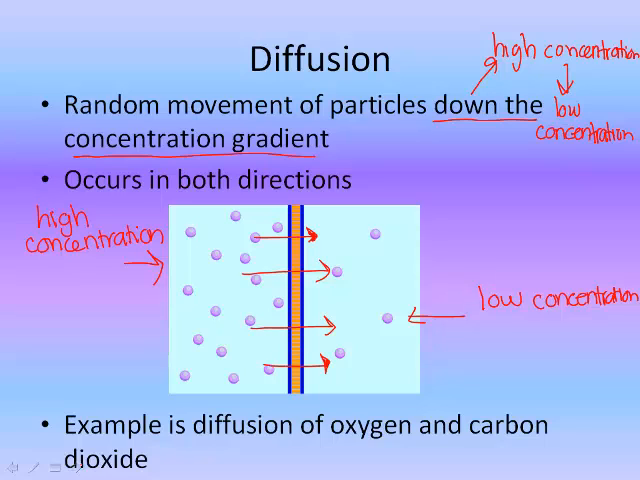An example of diffusion would be oxygen and carbon dioxide, like we discussed before. Easily diffusing through the membrane into our cells would be oxygen, because we have less oxygen in our cells. And out of our cells would be the carbon dioxide, because there's less carbon dioxide on the outside of our cells.